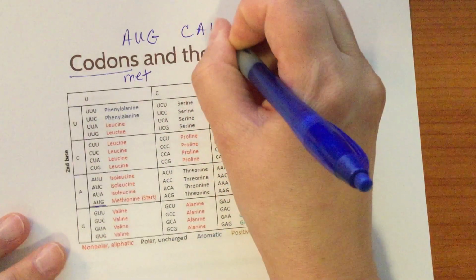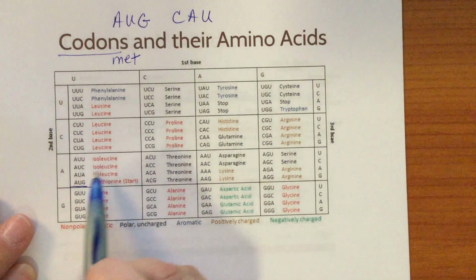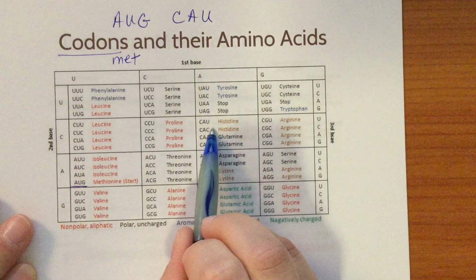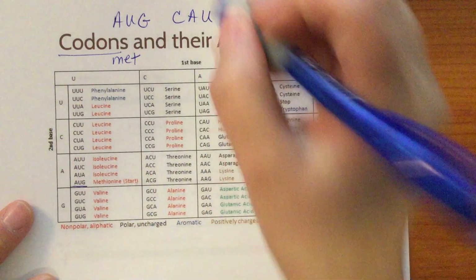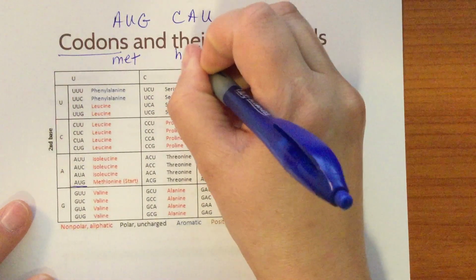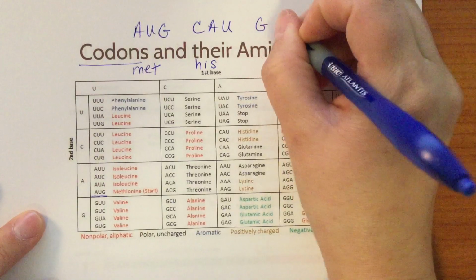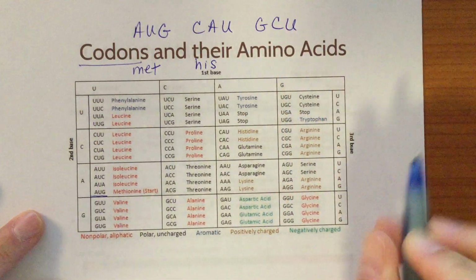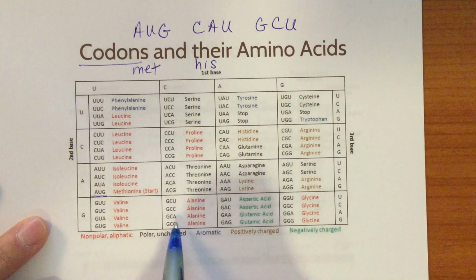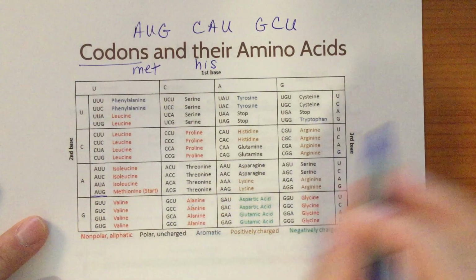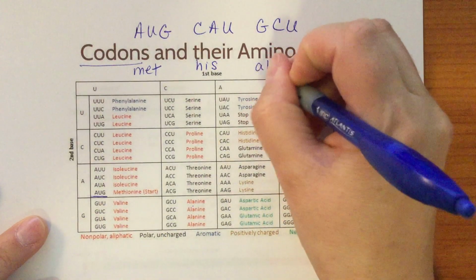Our one up top here was CAU. Let me rewrite that. Then I would find CAU on my chart here. It stands for histidine. That's another amino acid. We'll just abbreviate it as HIS. And then the last one here was GCU. I'm just transcribing that from the top. And GCU stands for alanine, so ALA.